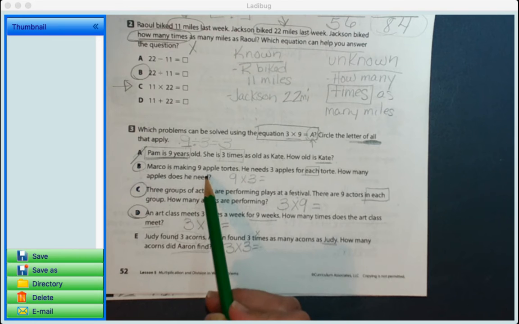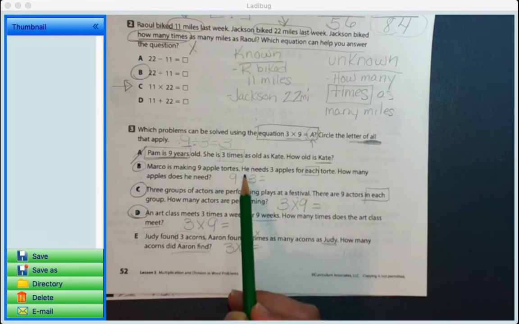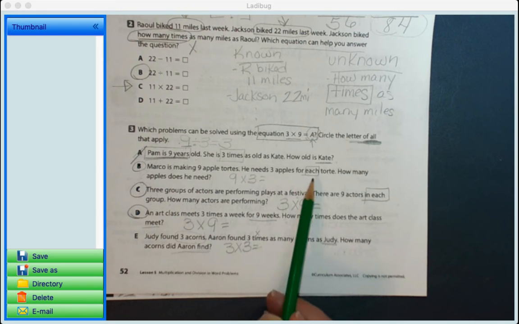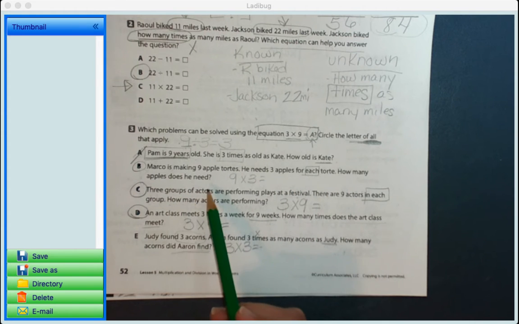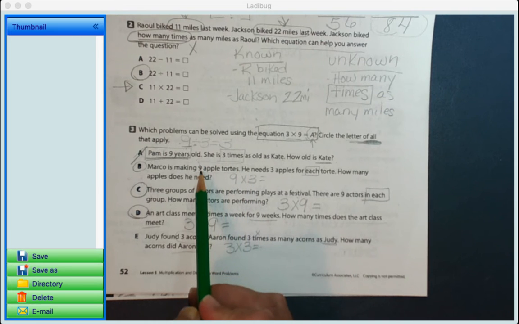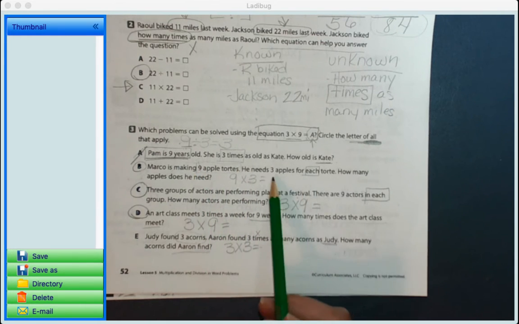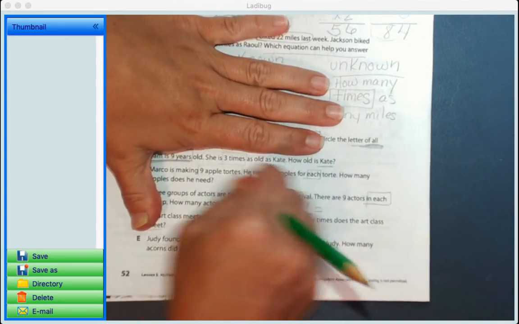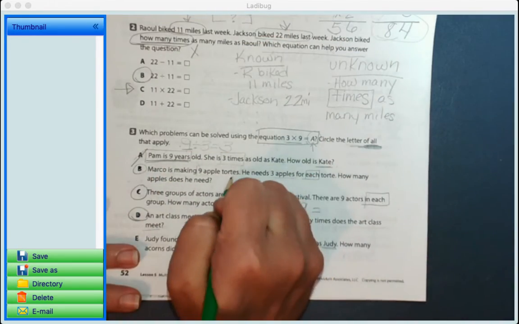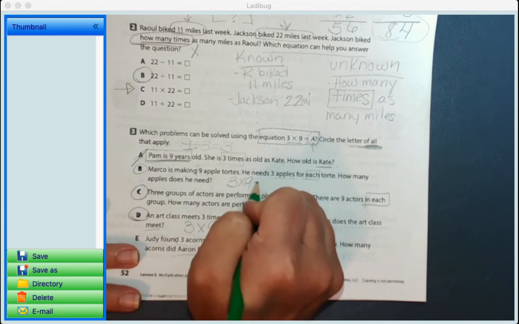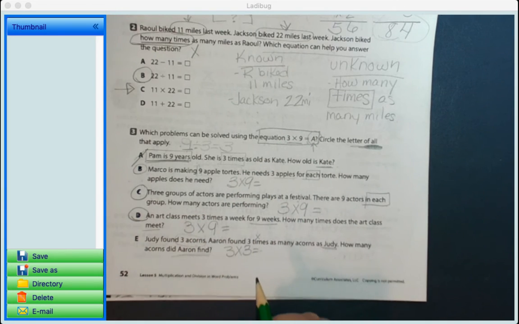Marco is making 9 apple tarts. He needs 3 apples for each tart. How many apples does he need? Well, he's making 9 apple tarts. He has 3 apples for each, so this one would be, actually, it would be 3 times 9 instead of 9 times 3. However, if we do multiply 9 times 3, we're still going to get the same answer.